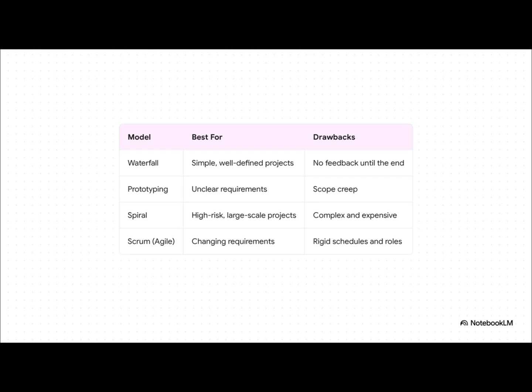If your requirements are simple and totally fixed, Waterfall is a great choice. If they're completely unclear, you need prototyping. For those huge, risky projects, you'd go with Spiral. And for adapting to constant change, Agile is your answer. Each one is a tool designed for a specific job.